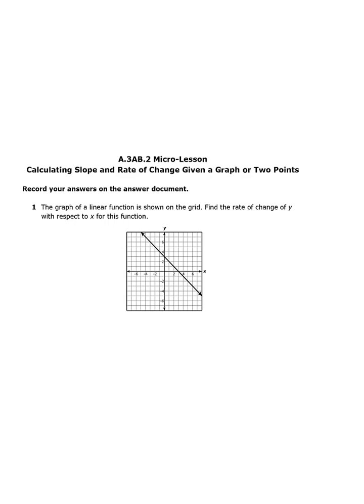So let's look at problem number 1. The graph of a linear function is shown on the grid. Find the rate of change of y with respect to x for this function. Now remember, to find rate of change on a graph, we need at least 2 points.